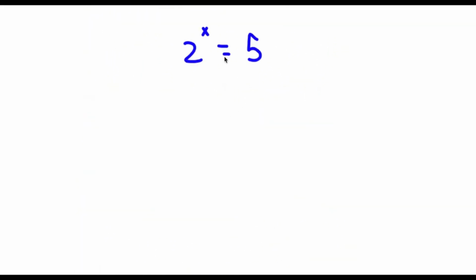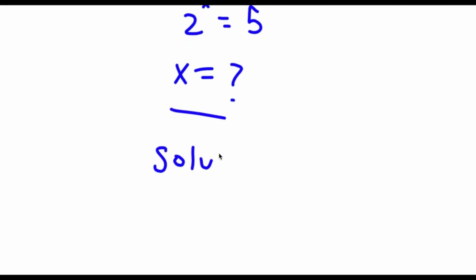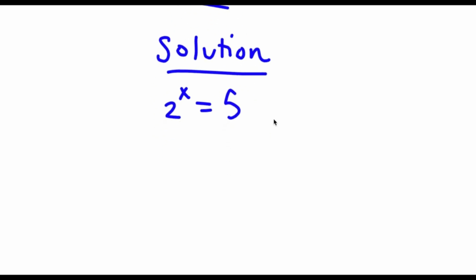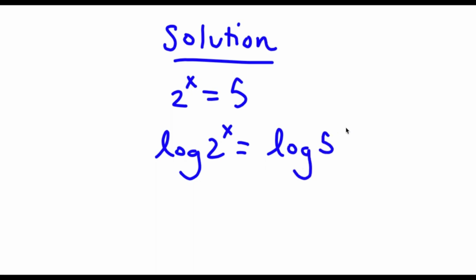Alright, so I have 2 to the power of x is equal to 5. Now I want to find the value of x. So for my solution, I first start with 2 to the power of x is equal to 5. Now I'm actually going to take the log on both sides. So now I have log 2 to the power of x is equal to log 5.